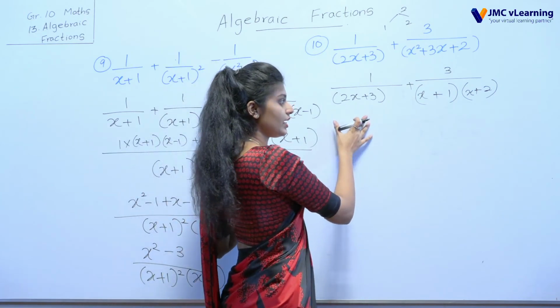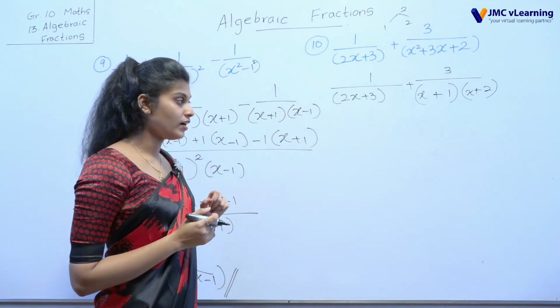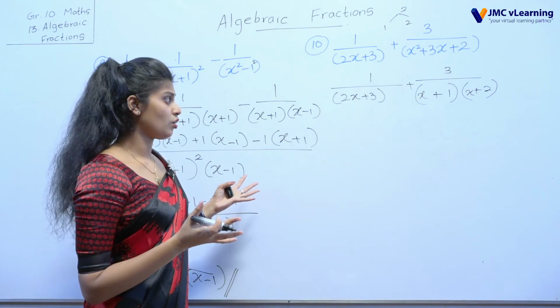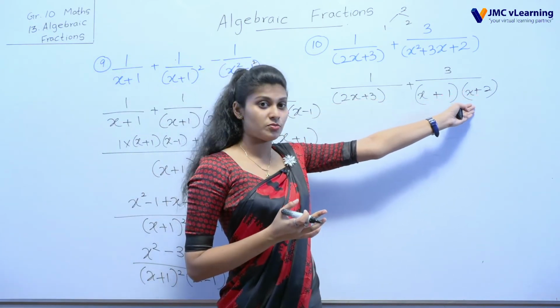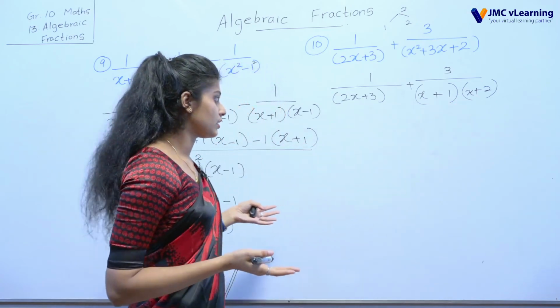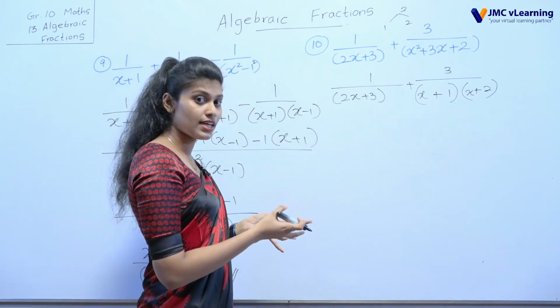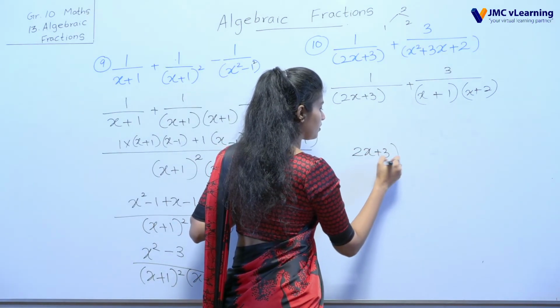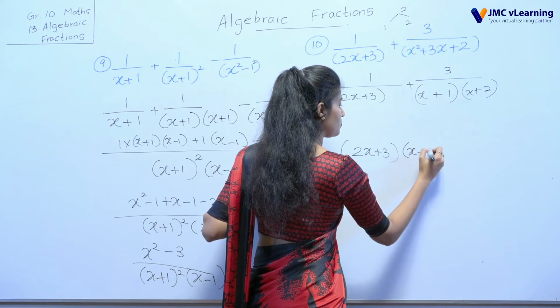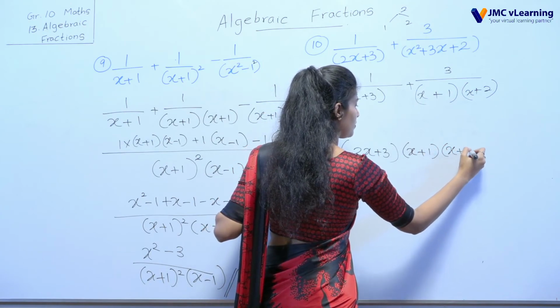So, are there any common denominator parts? No, there are no common ones. Here 2x plus 3, here x plus 1, x plus 2, both are different from each other. So you have to take all of them as the common denominator: 2x plus 3, x plus 1, x plus 2.